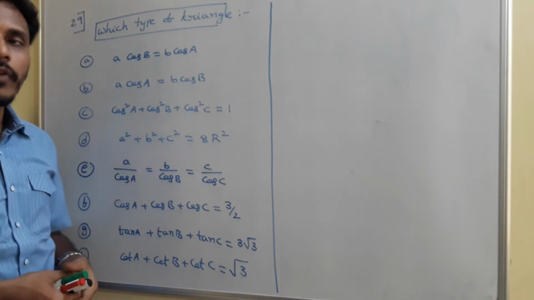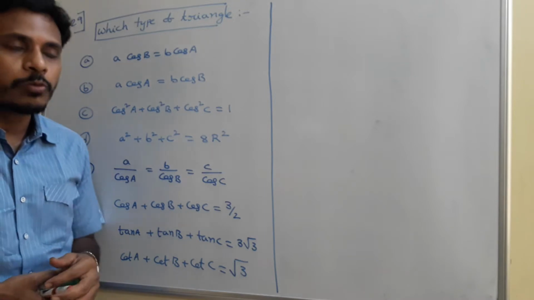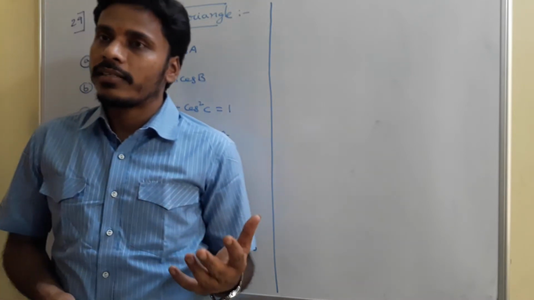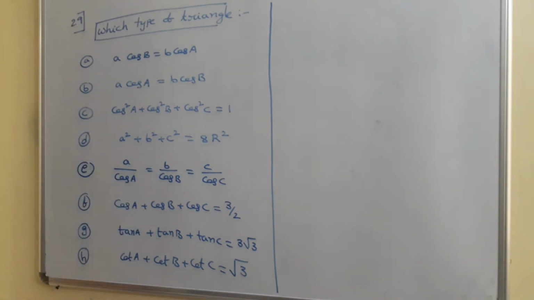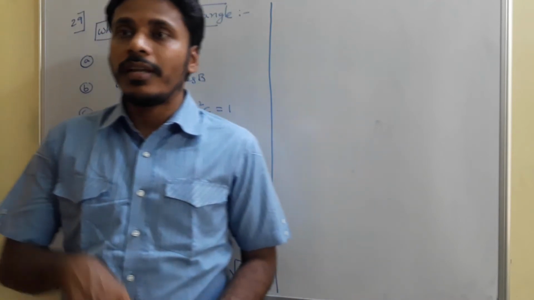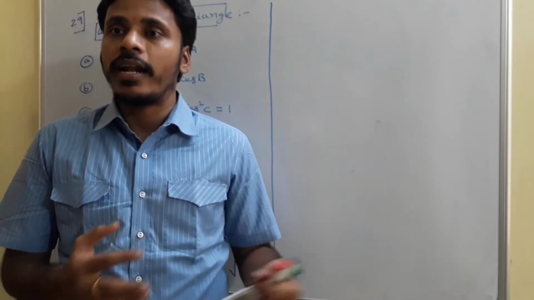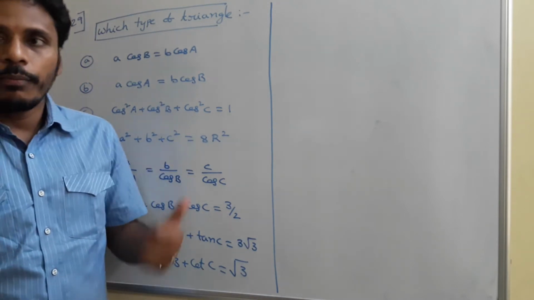Decide which type of triangle it is. Which type in the sense? There are different types of triangles based on sides and based on angles. Based on sides, equilateral, scalene and isosceles, whereas based on angles, right angle, obtuse angle and acute angle. So we need to check the type of the triangle based on these conditions.